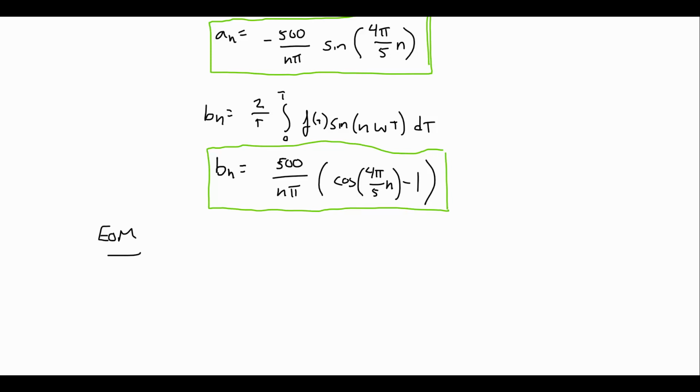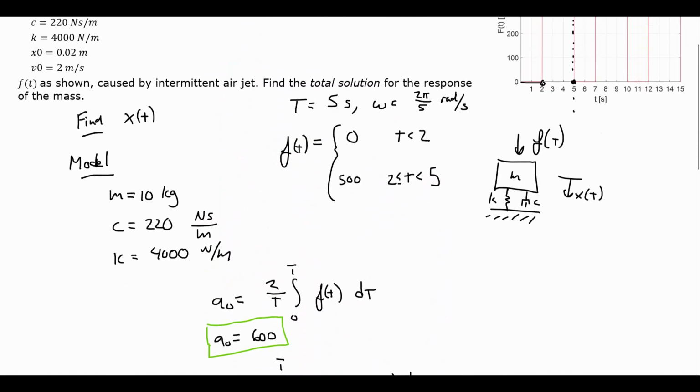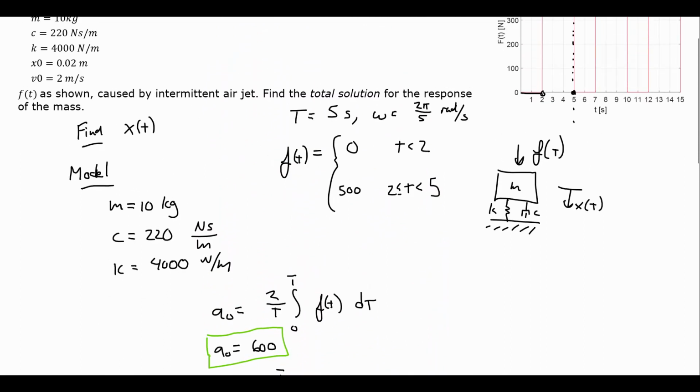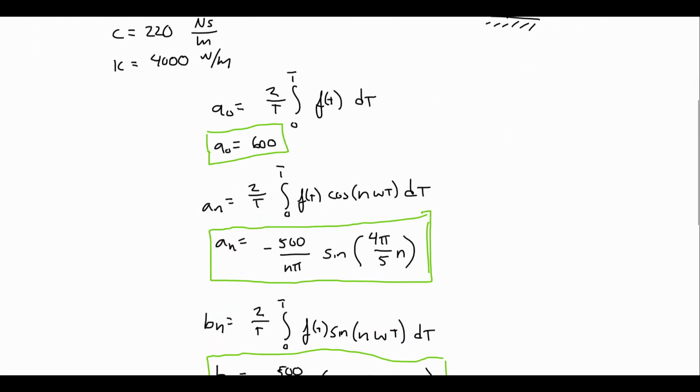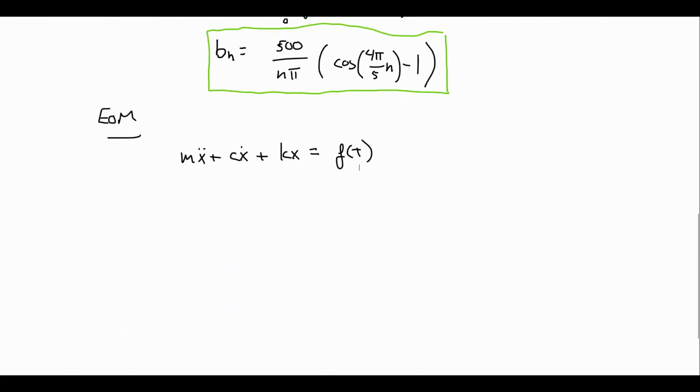So let's look at our equation of motion. We have m x double dot plus c x dot plus k x equals f of t. I'll just leave it as f of t here. Again, let's look at the model we were given. It's a simple spring mass damper system, so it looks like every other one degree of freedom spring mass damper that we've had. And now we can apply our given parameters as well. It's 10 x double dot plus 220 x dot plus 4000 x equals f of t.